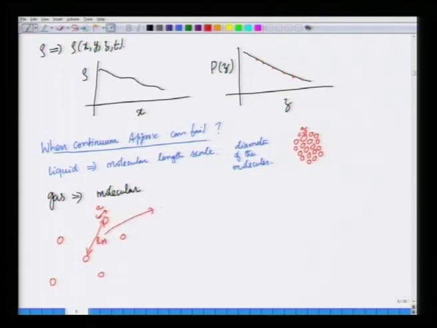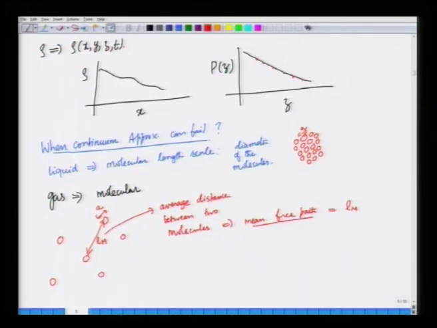So, this is the average distance between two molecules before they collide. This is called the mean free path. So, this is the average distance a molecule travels before it collides with some other molecule. This is denoted as Lm, and this becomes the relevant molecular scale.